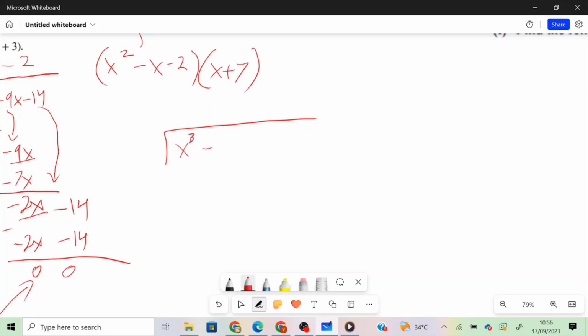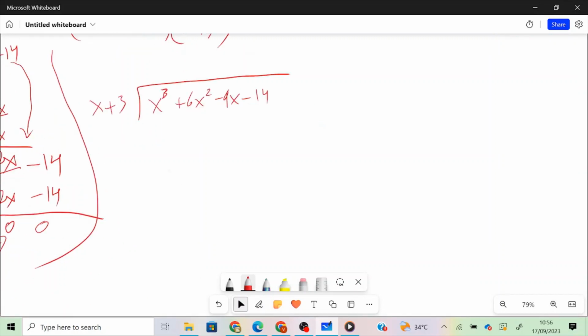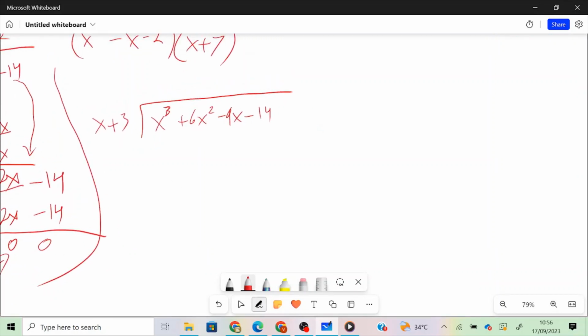X cubed plus 6x squared minus 9x minus 14, and this time it's being divided by x plus 3. So again, just using our basic rules, we go ahead and do our division. X cubed divided by x gives us x squared, and then x squared times x gives us back our x cubed, and then x squared times 3 gives us plus 3x squared.